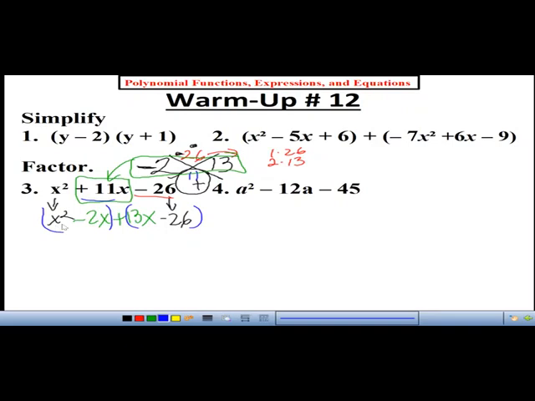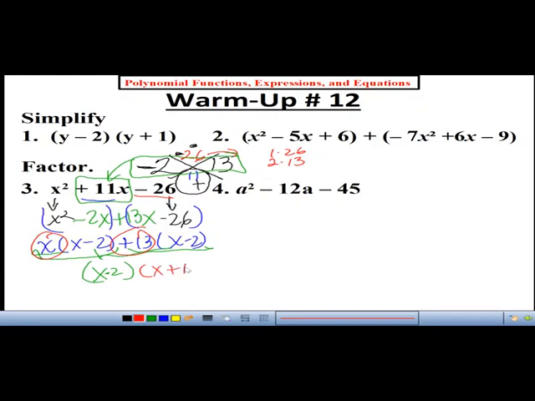What is the GCF for these two? x. We're left with x minus 2 plus. What is the GCF for these two? Well, 13 divides both terms, so we're left with x minus 2. So what's the same here and here? Oh, the x minus 2. Yeah, that one and that. And what's left over? The x plus 13. And these are my factors.